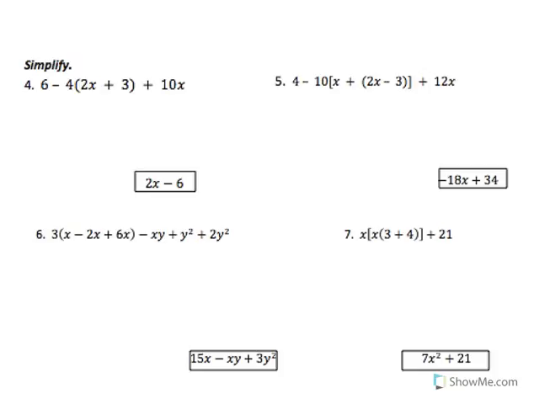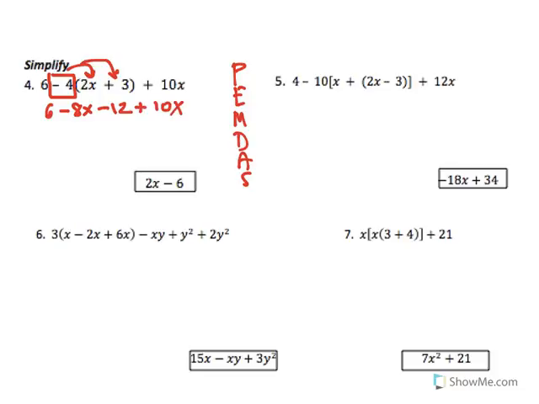So the first thing I need to do, according to PEMDAS, is get rid of the parentheses. So remember, the sign is part of the number, and I have to give it to each piece in the parentheses. So here I get negative 8x minus 12. I bring down the rest of the things from the top, and now I combine my like terms. Make sure you draw the box around your like terms.